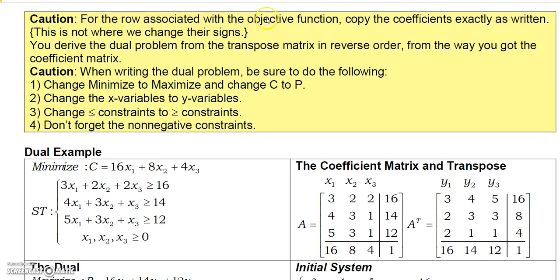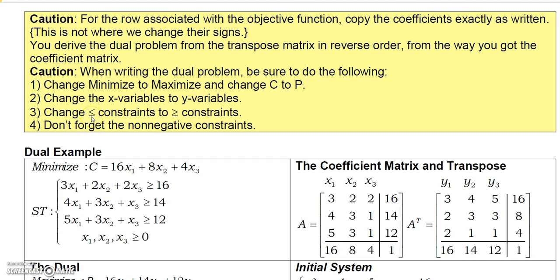For the row associated with the objective function, copy the coefficients exactly as written when you're getting the coefficient matrix, because this is not where we change the signs. I told you that a few minutes ago. Also, when writing the dual problem, be sure to do the following. Be sure you change from minimize to maximize and change from C to P, or whatever the variable is, change it to something else. Change the x variables to new variables. I use y's.